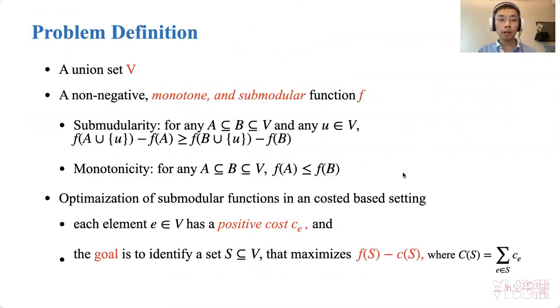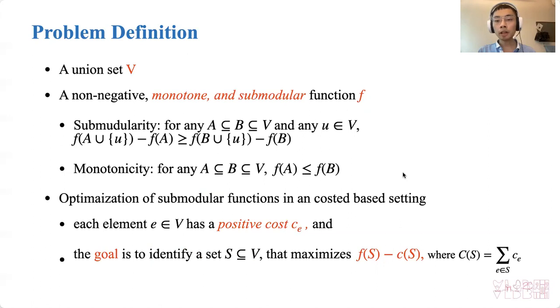In the problem, we have a universe set V and a non-negative monotone and submodular function f. Submodular means that if A is a subset of B, then the marginal gain of adding u to set A is larger than the marginal gain of adding u to set B.